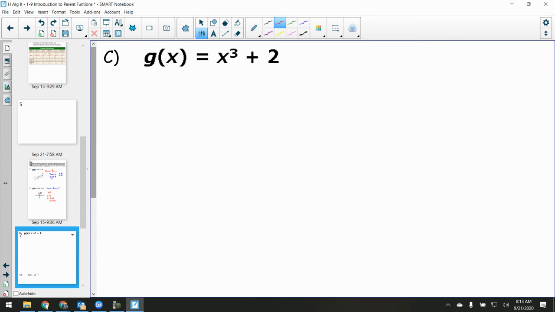x to the third plus 2. So what do we think about this one? What type of family is this one? Cubic, right. So that would mean our parent function would be f of x equals x to the third. So there's our parent function. Now, what do we think the plus 2 is going to do? Up 2, maybe? I don't know.